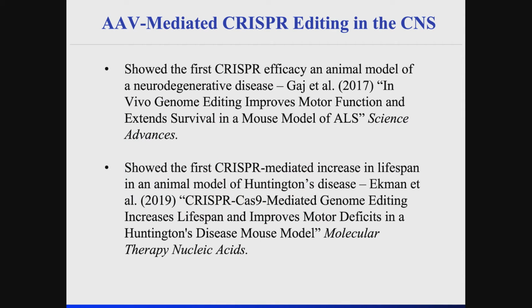Okay, so we have since used this in a couple of ways to deliver CRISPR-Cas9 to achieve efficacy within animal models of human disease. I'm not going to go over these in much detail because they've already been published, but specifically we show the first CRISPR-based efficacy in an animal model of a neurodegenerative disease, for amyotrophic lateral sclerosis, and we also show the first CRISPR-mediated increase in the lifespan in an animal model of Huntington's disease.